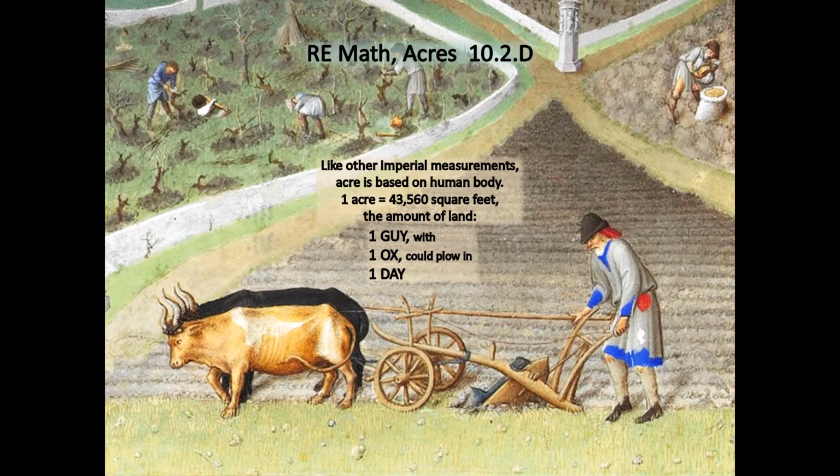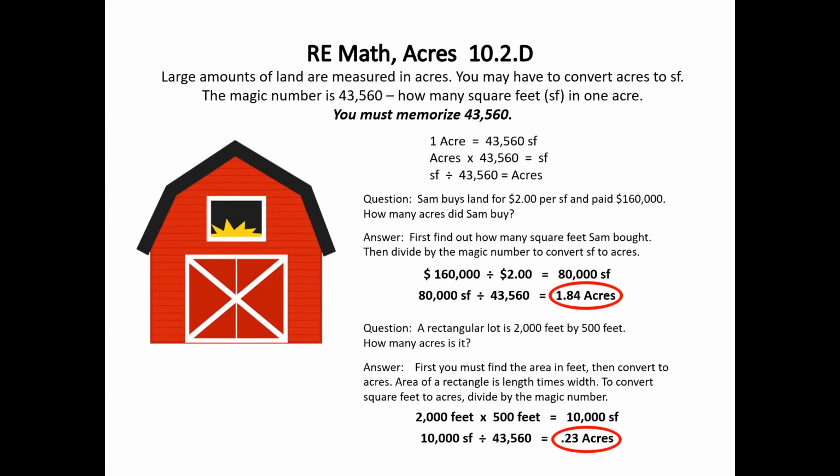Now, of course, large amounts of land are measured in acres, and you may, in your career, have to convert acres to square feet. And you'll definitely have to do it on the test. Now, the magic number that you must know is 43,560, which is how many square feet in 1 acre. You must memorize 43,560. I hate to do it to you. You can forget it the day after the test if you want to, but you must remember this number.